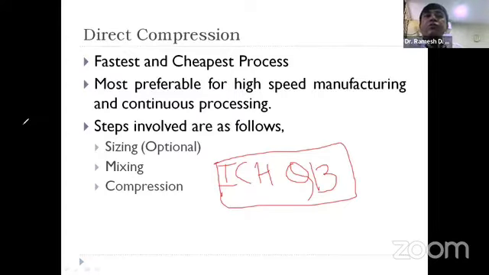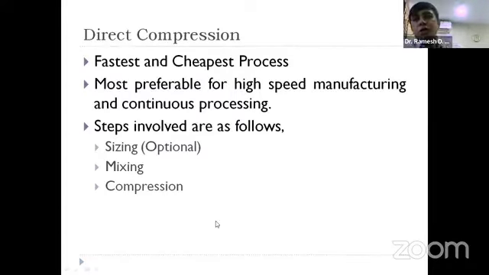continuous manufacturing. So if you want to manufacture tablets continuously, direct compression is the only technique which we can prefer, because we only need to mix all the ingredients and compress it. The steps involved are sizing, which is optional, mixing and compression.